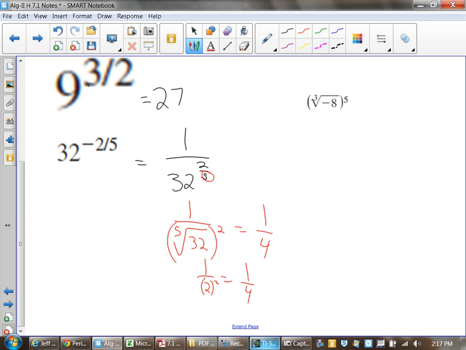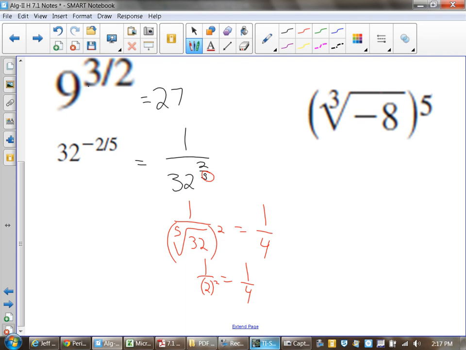Now here's another one. This says the cube root of -8 to the 5th power. Well, think about this. These are all going to be real solutions. So what are 3 numbers that you can multiply together to get -8? It's -2.